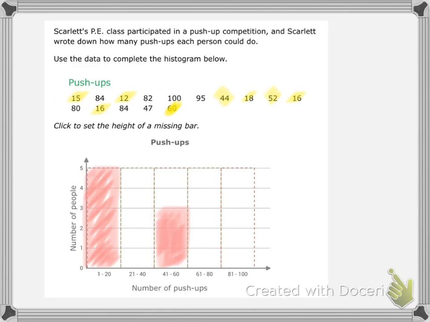So next we want to look at 61 to 80, and it looks like we just had that one number there, 80. So it's going to go one bar high. And then the last section, which we just have, oh, I missed a number here, 47. This is the beauty of it. I'm going to finish the 81 to 100 first, right? 84, 82, 95, and 84. So that should be 5 high.